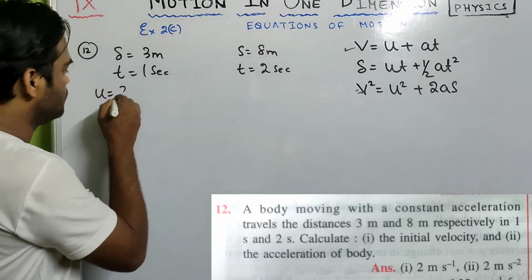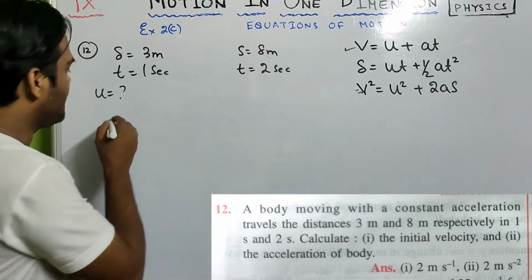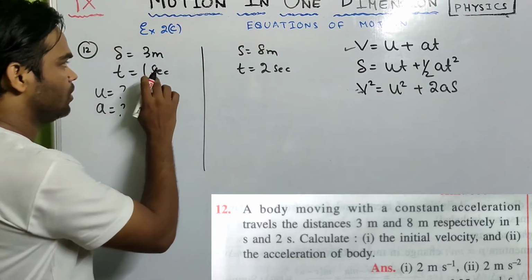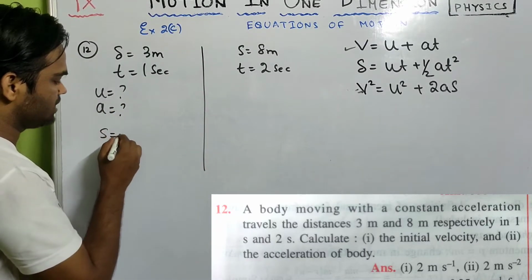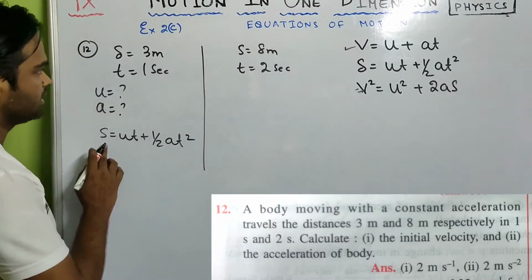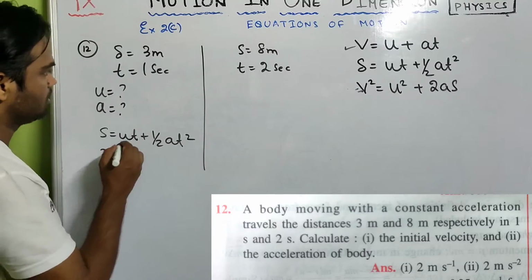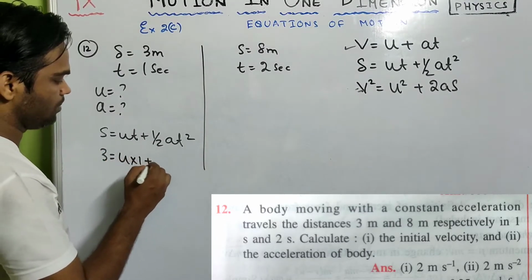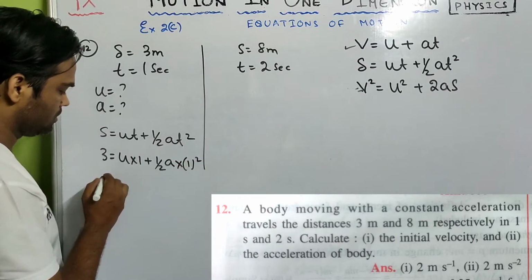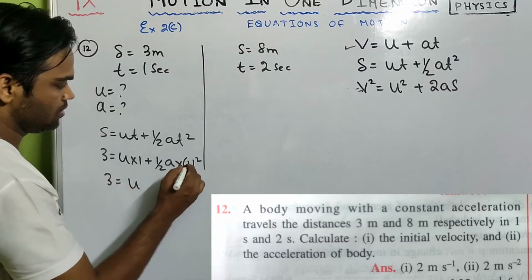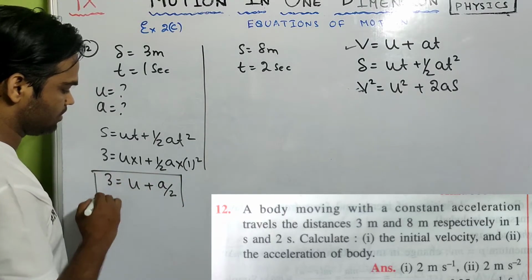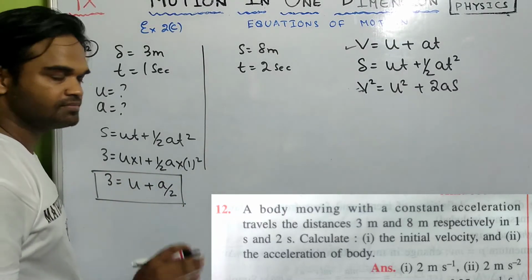They've asked for u and the acceleration. Very easy. 2 cases. Look over here. We can write s equals ut plus half at square. Instead of s, I can put 3. u, we don't know. t is 1 plus half a. t is again 1. So 3 equals u plus a by 2. This is my first relation.